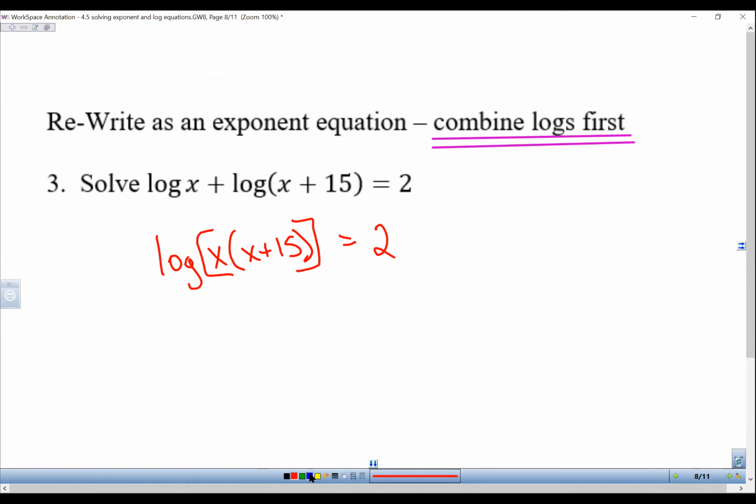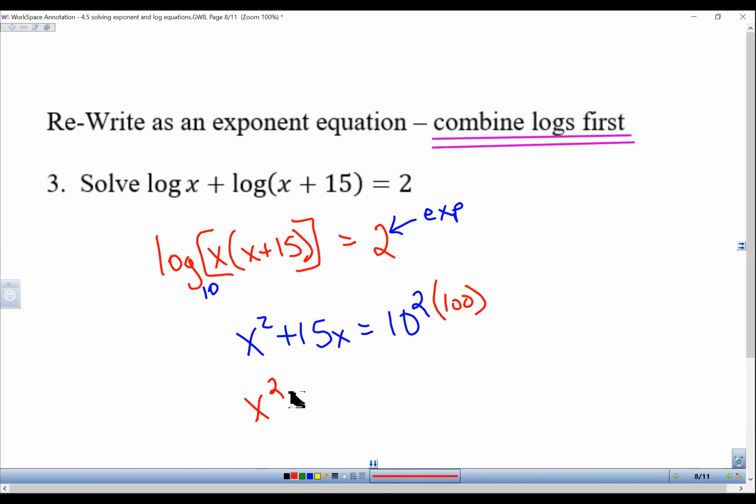Now we can write it as an exponent. So remember, this is log base 10. So I'm going to multiply this out. This is x squared plus 15x equals 10 to the second power. Remember, your 2 is your exponent. So we have an x squared. That's our clue that we need to factor. So 10 squared is 100. So I'm going to subtract that from both sides.